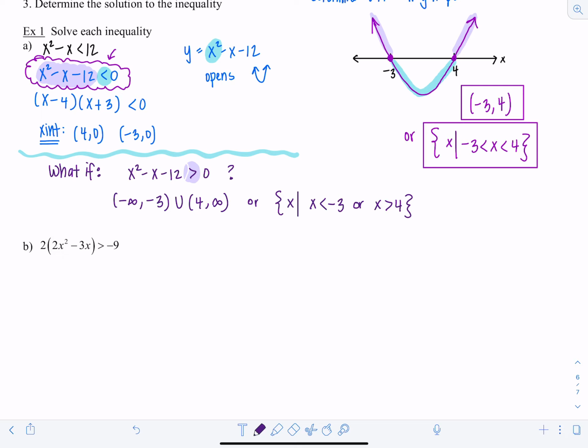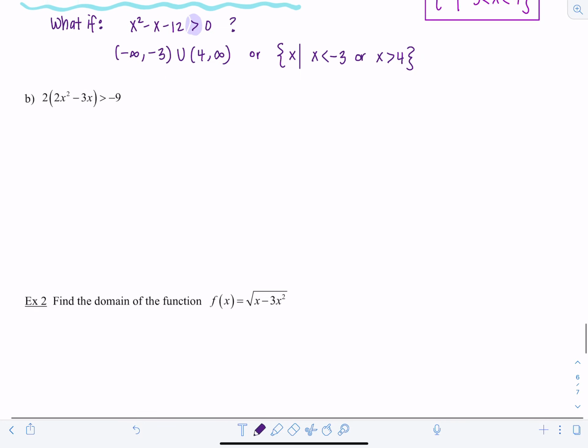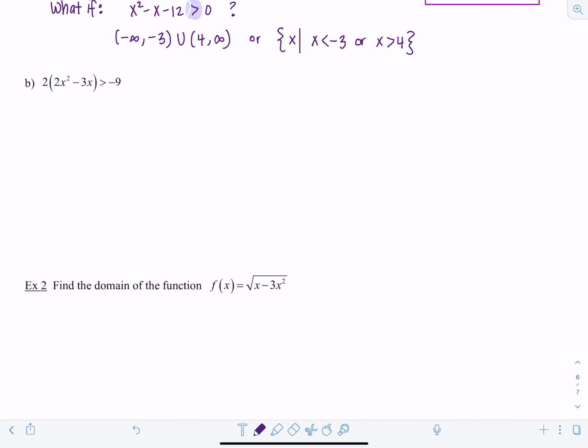Okay, good. Now let's look at another example, a little bit funky case. So we have 2 times (2x squared minus 3x) is greater than -9. So let's start cleaning up. That way we can have a 0 on the right-hand side of the inequality. So we have 4x squared minus 6x is greater than -9. And then from here, this means 4x squared minus 6x plus 9 is greater than 0.